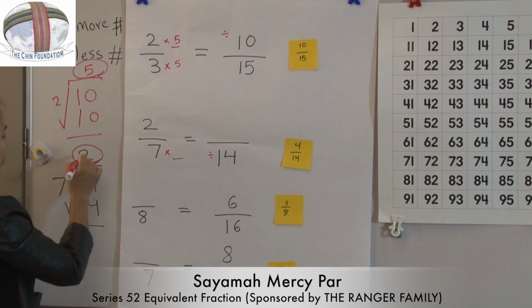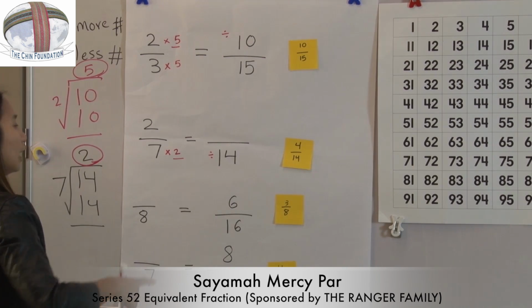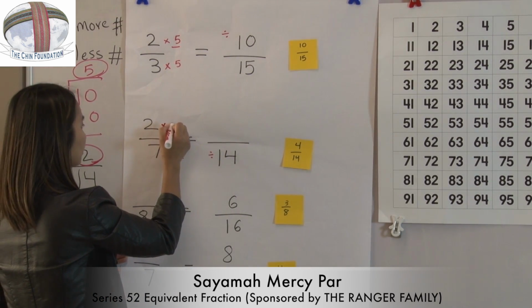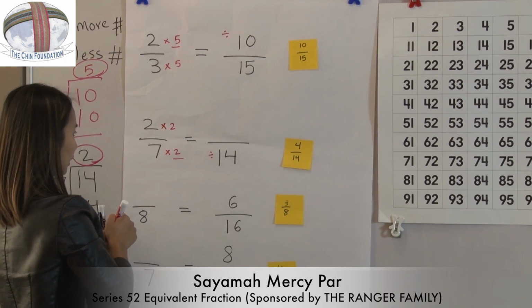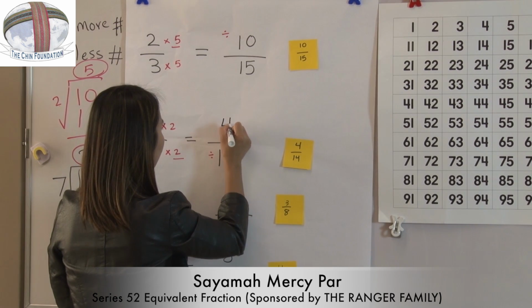7 times 2 is 14. So 2 times 2 is 4. Okay.